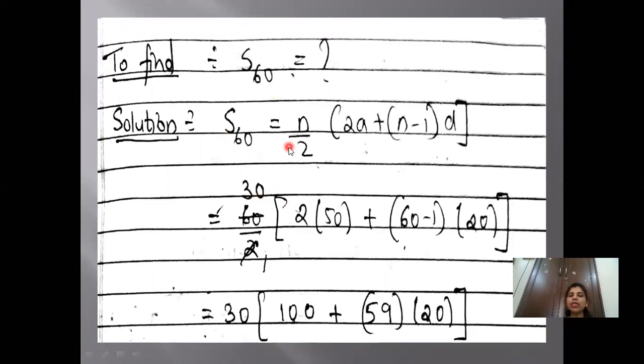So S60 is equal to n upon 2 bracket 2a plus n minus 1 d. We'll be using this formula. We'll substitute the value of n as 60. 2 into 50 plus 60 minus 1 into 20. 60 minus 1 is 59, 59 into 20, and 2 into 50 is 100. We divide 60 by 2, we get the value as 30. Now we have to solve this bracket first.